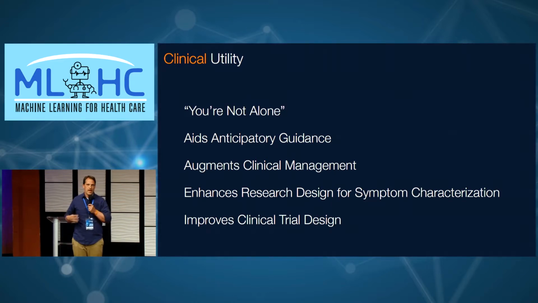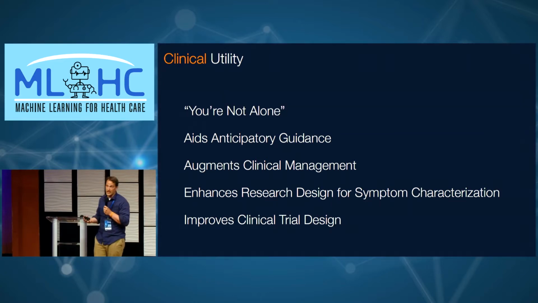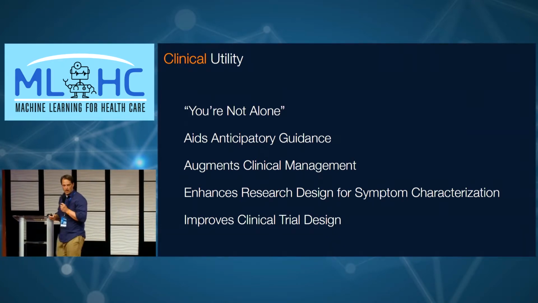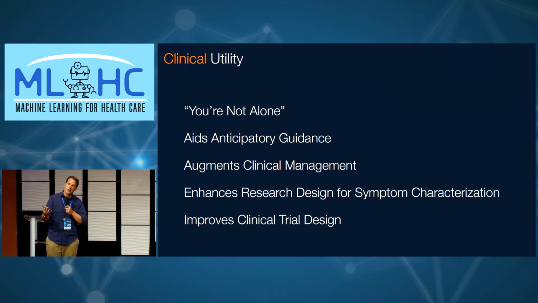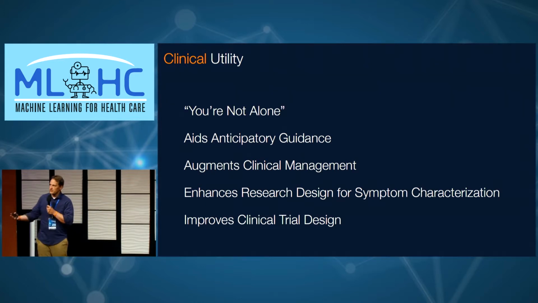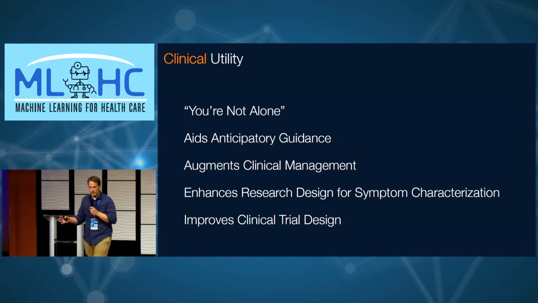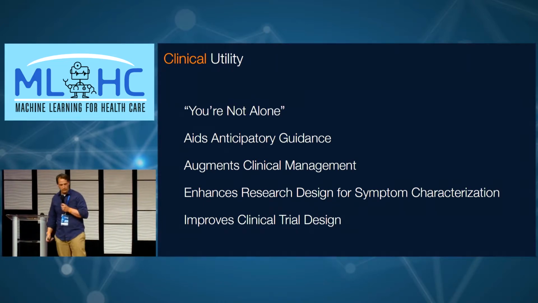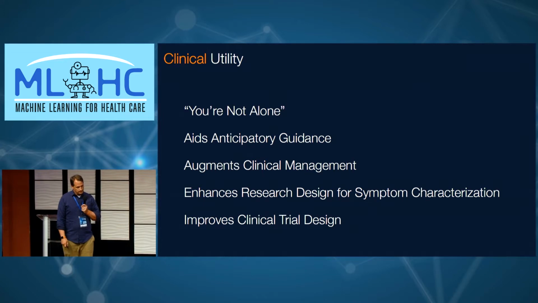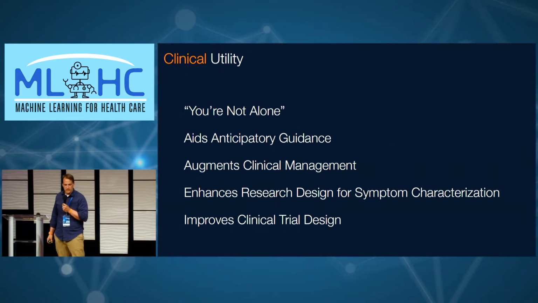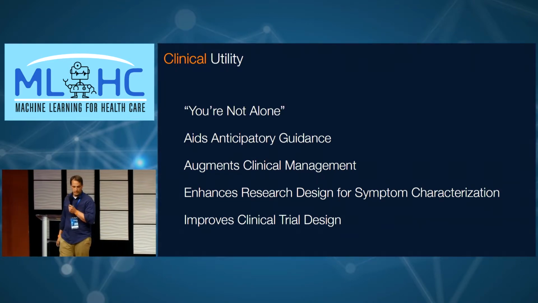Ultimately, it also has the potential for augmenting our clinical management. I mentioned that there are 88 or so symptom modifiers. With time, because we're also monitoring medication usage, we can see whether or not our symptom modifiers are having the desired effects, far better than what we've been able to in the small trials that have occurred before. Ultimately, this sort of technology will also enable us to do more enhanced research design for symptom characterization, and improve our clinical trial designs.